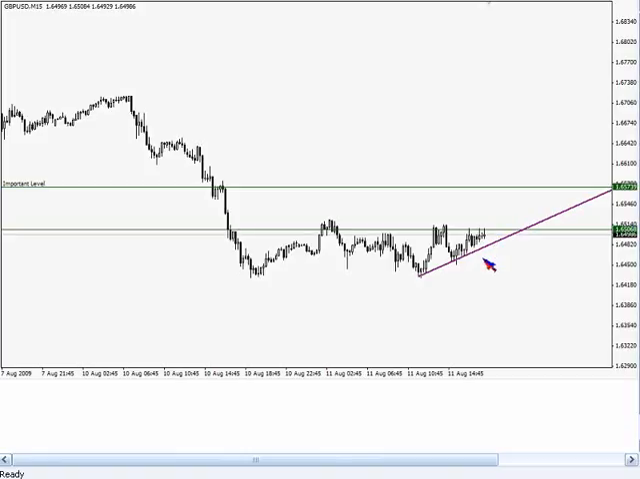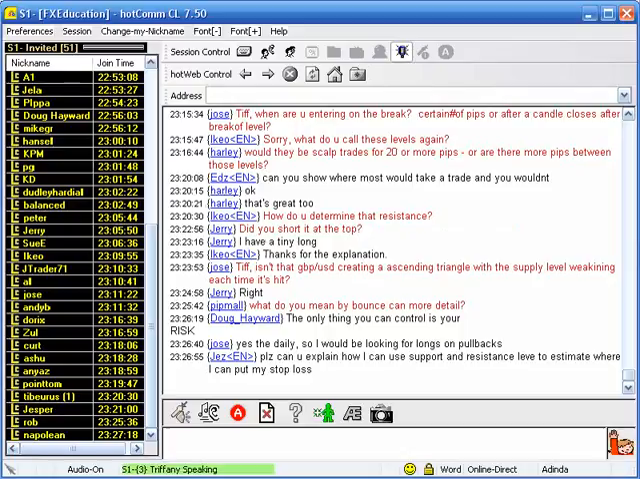Absolutely. Excellent observation. And so many times it's really not about what the definition of the price pattern is. It's about reading that sentiment. So well done, Jose.